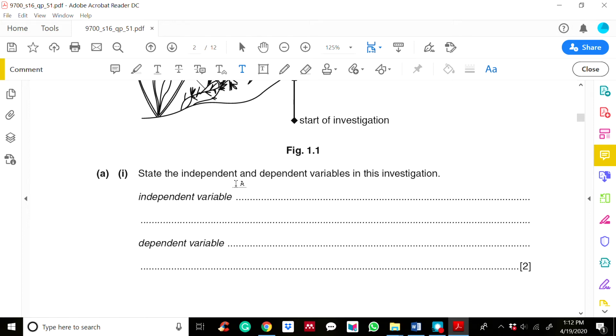A1. State the independent and dependent variable in these investigations. Independent variable will be distance from the pond. Dependent variable, it is the variable that is measured or tested. This is the distribution and abundance of species of land plant.